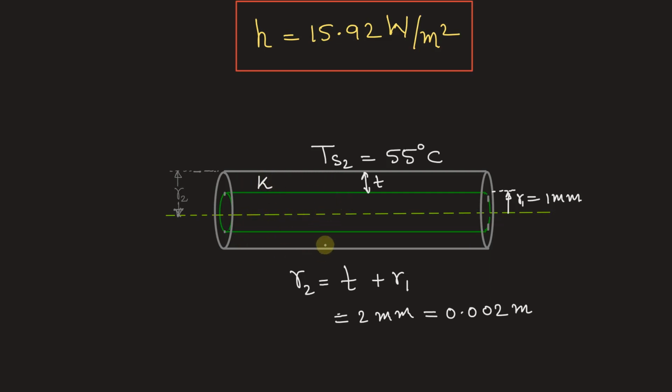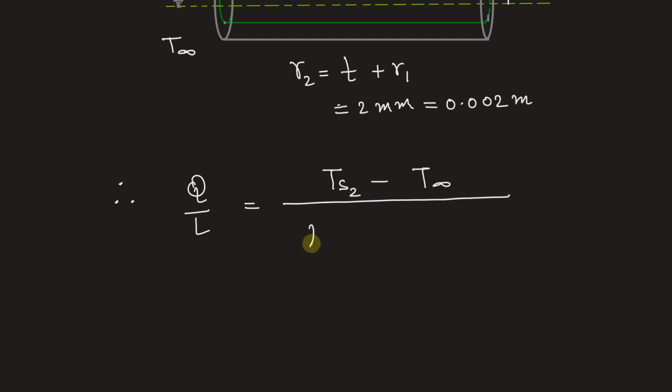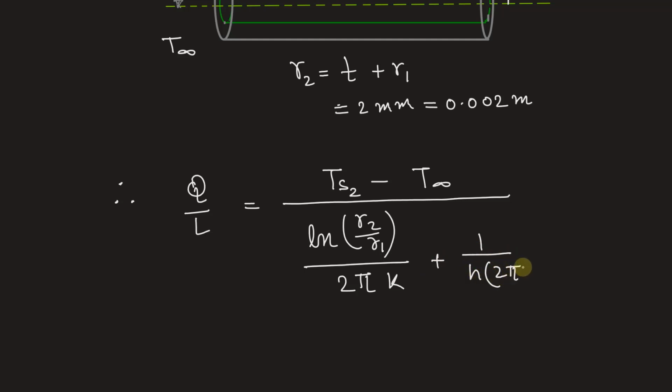Now we see here there are two materials, one is this wire and the other is this PVC coating over it. So we can say it's a composite cylinder with uniform heat generation. There will be conduction of heat in the radial direction as well. So for the radial direction, the heat flow per unit length Q by L for this composite cylinder can be written as Ts2 minus T infinity, where T infinity is the free stream temperature, this whole divided by ln R2 by R1, where R1 is the radius of the wire and R2 is the radius of the wire after coating, divided by 2 pi K, where K is the thermal conductivity of PVC material, plus 1 by H into 2 pi R2.